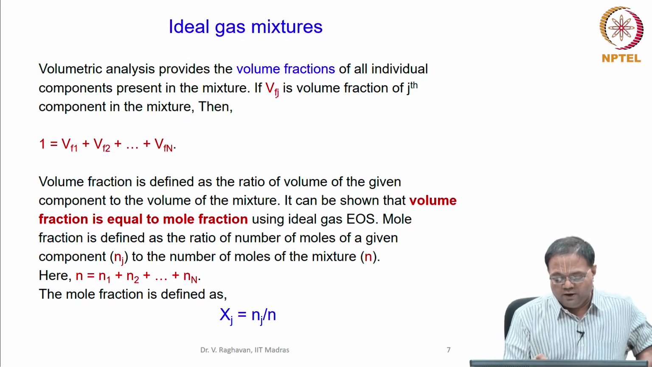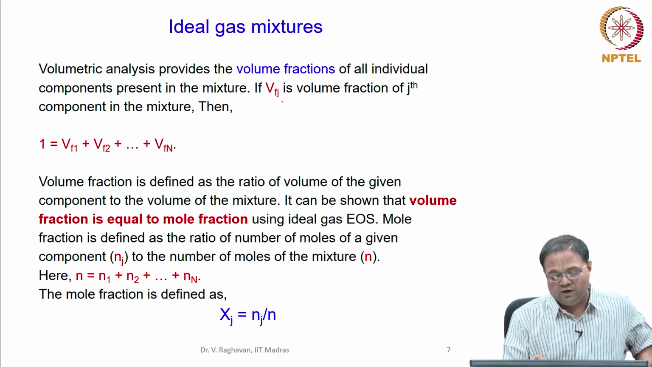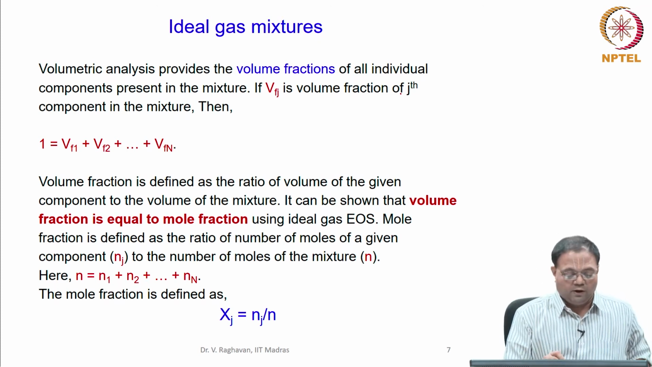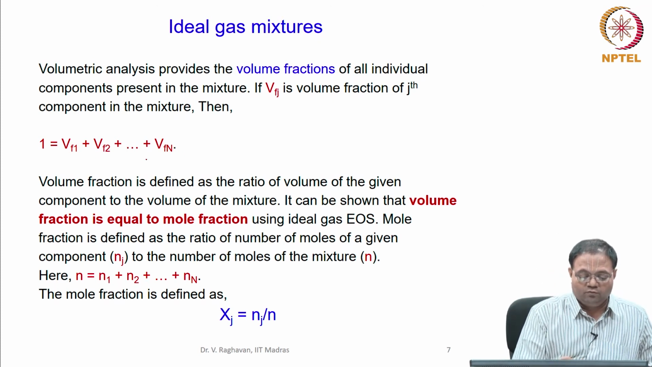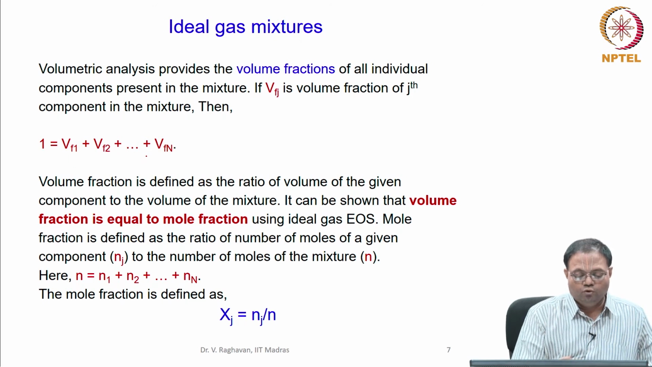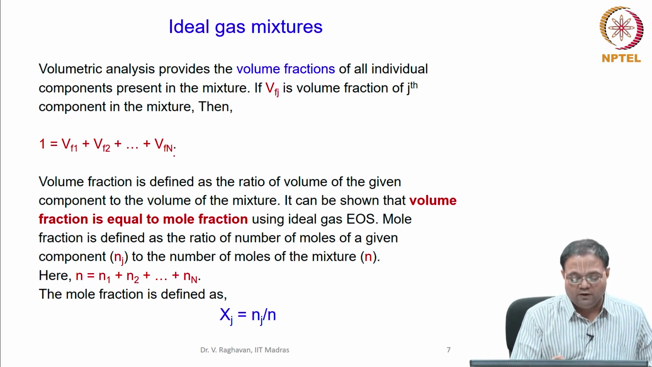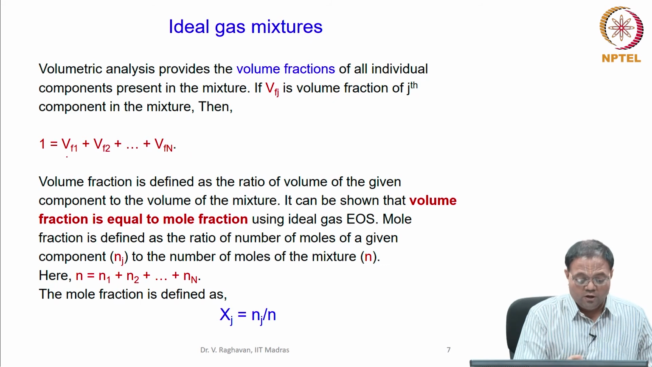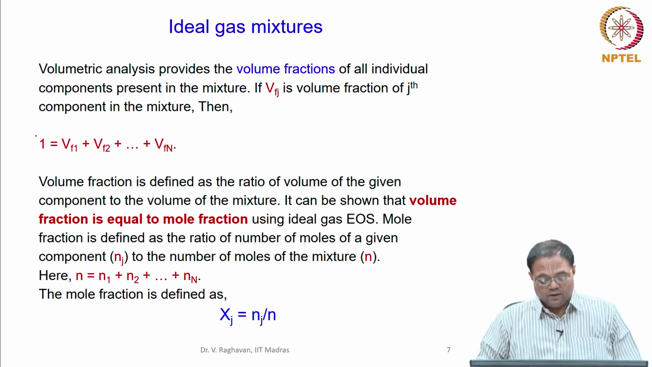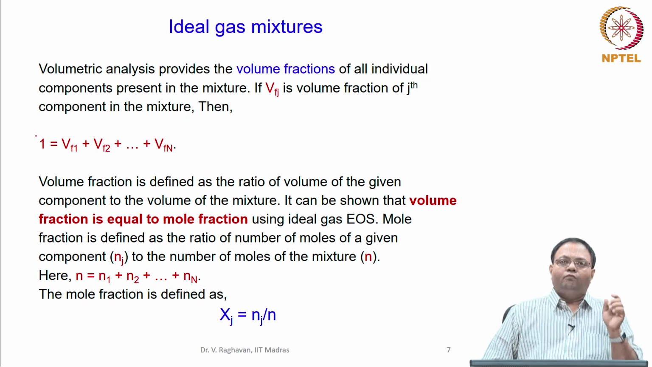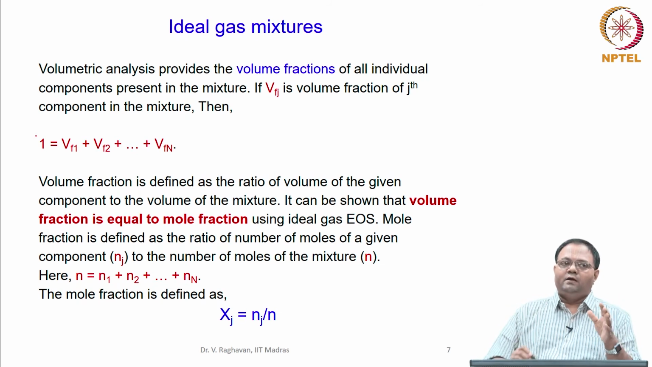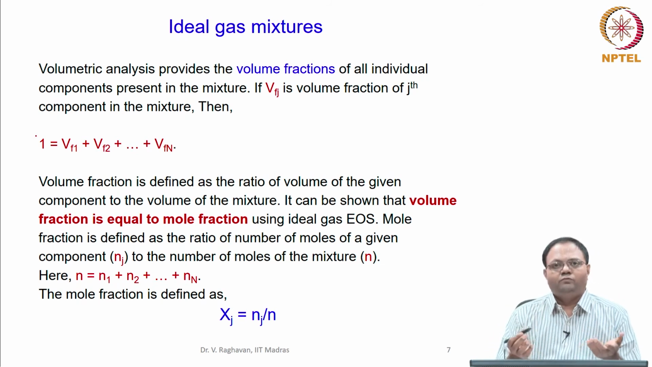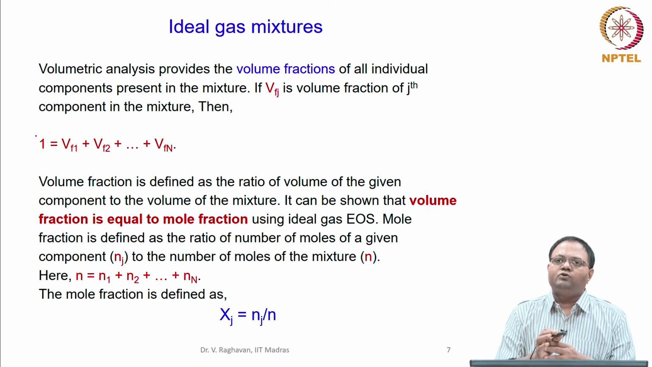If Vfj is the volume fraction of the jth component, then we can add all of these: Vf1 plus Vf2 and so on to VfN, where capital N is the number of components present in the mixture, will be equal to unity. So, by experiments you take a mixture, use it in a gravimetric analyzer or a volumetric analyzer, and you can get either the mass fractions directly or the volume fractions.